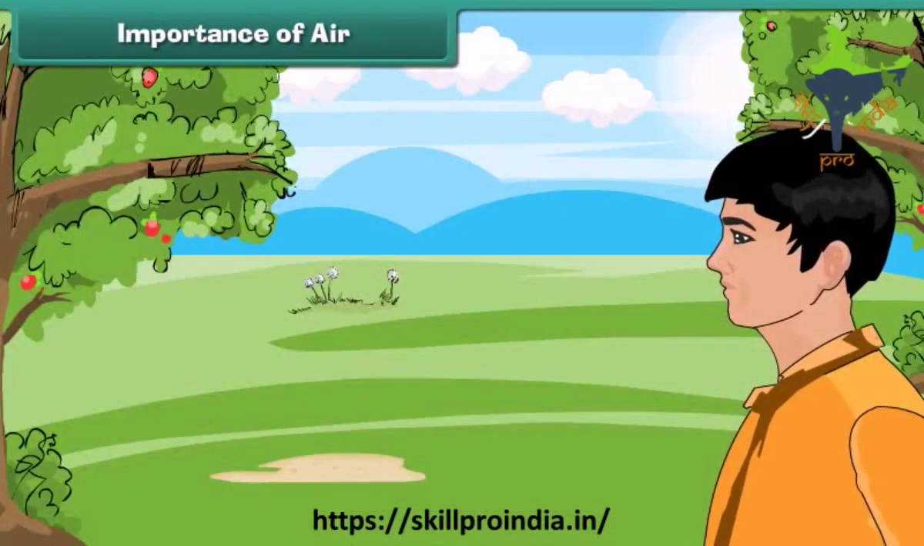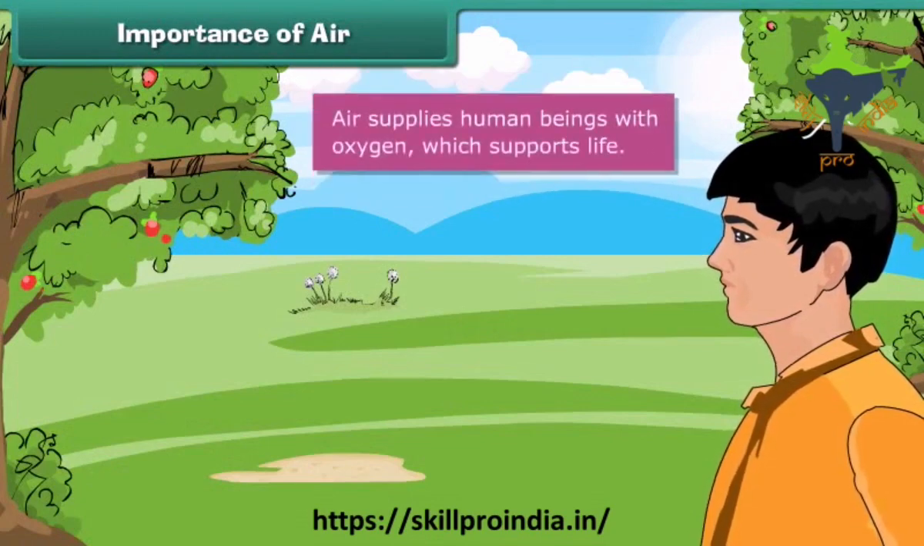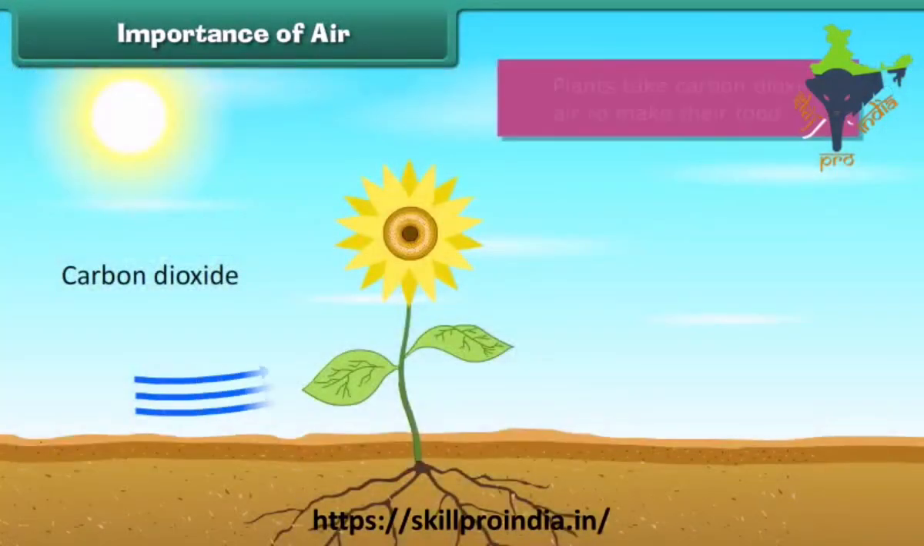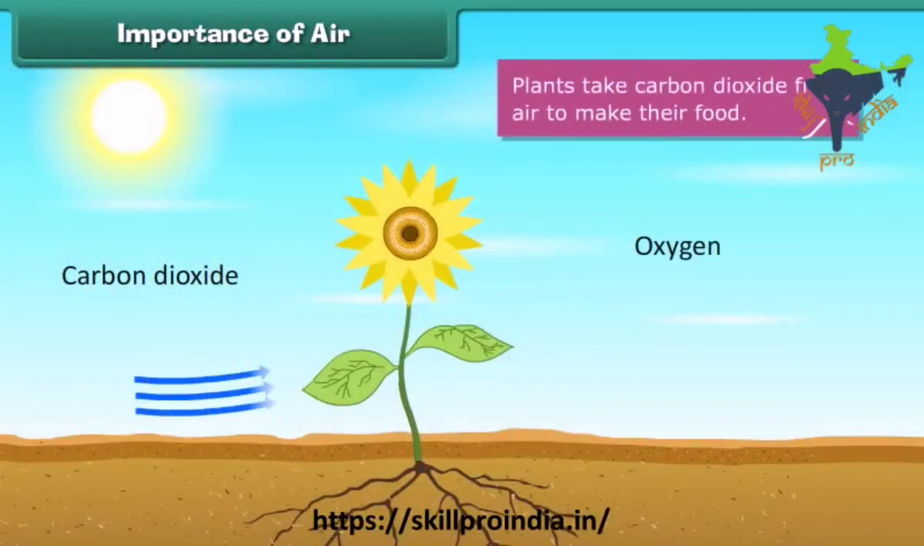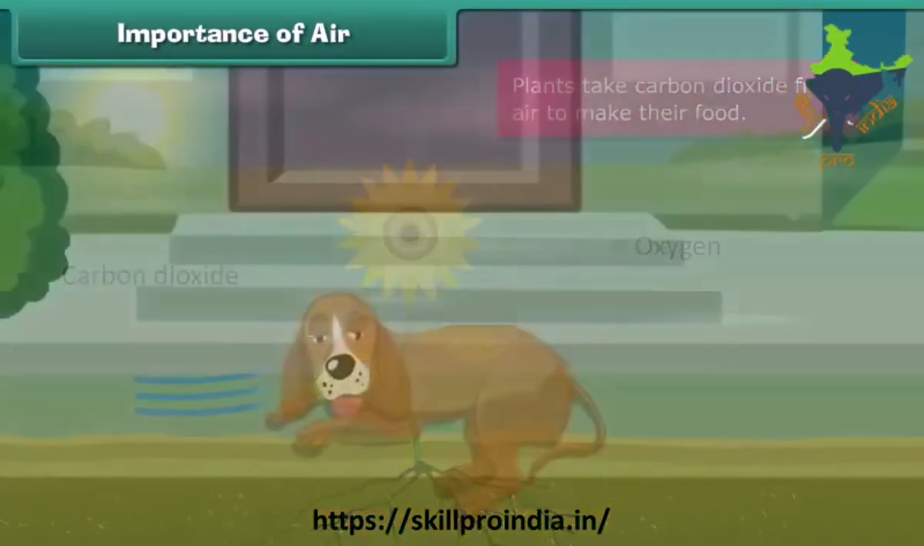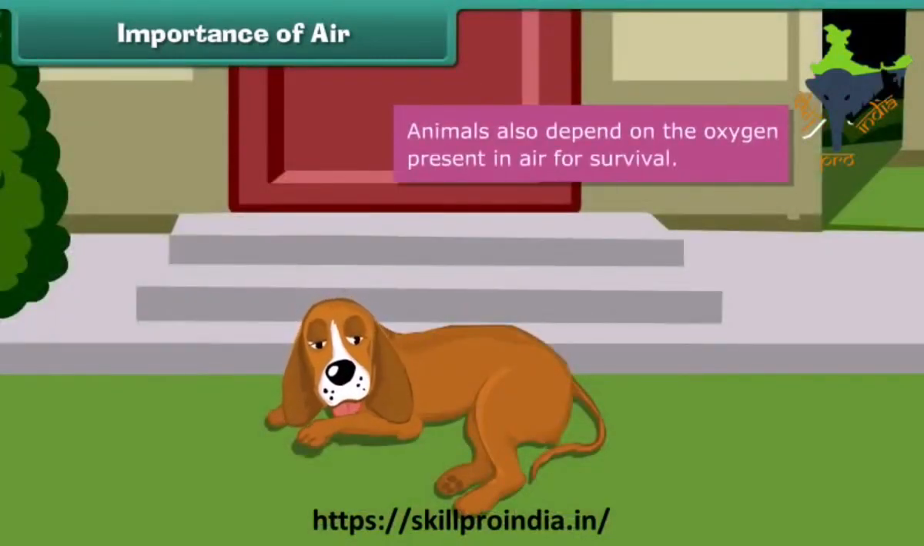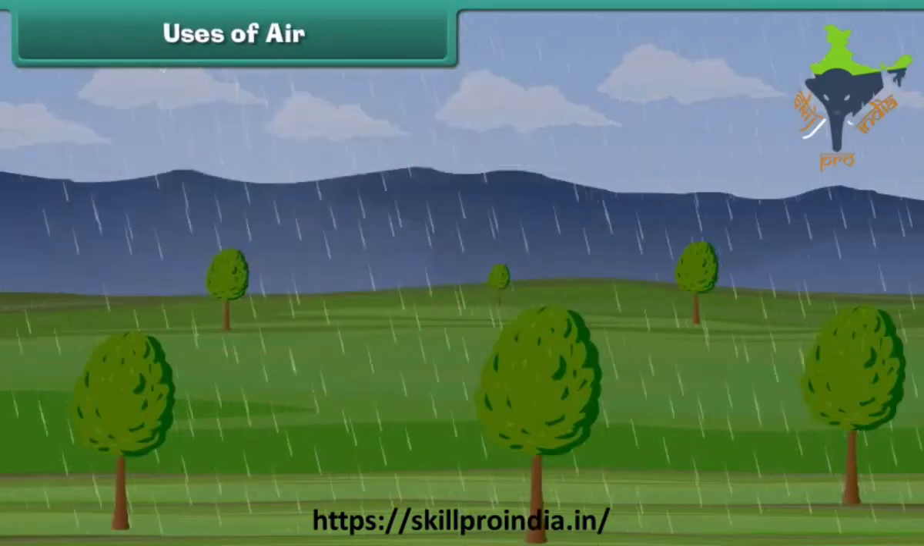Importance of air. Air supplies human beings with oxygen, which supports life. Plants take carbon dioxide from air to make their food. Animals also depend on the oxygen present in the air for survival. Uses of air.